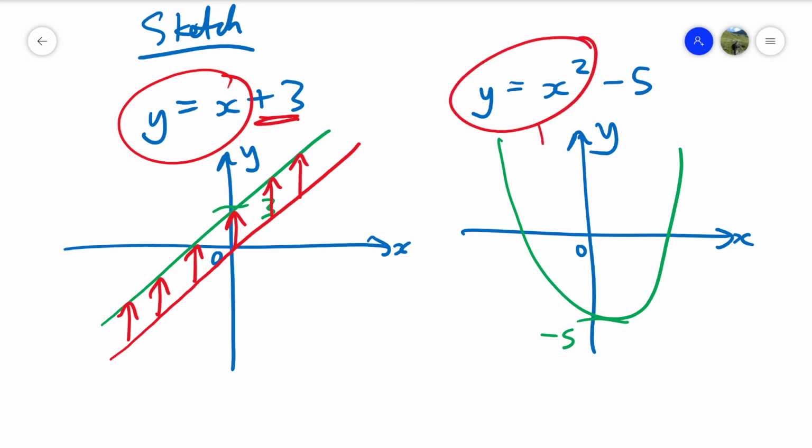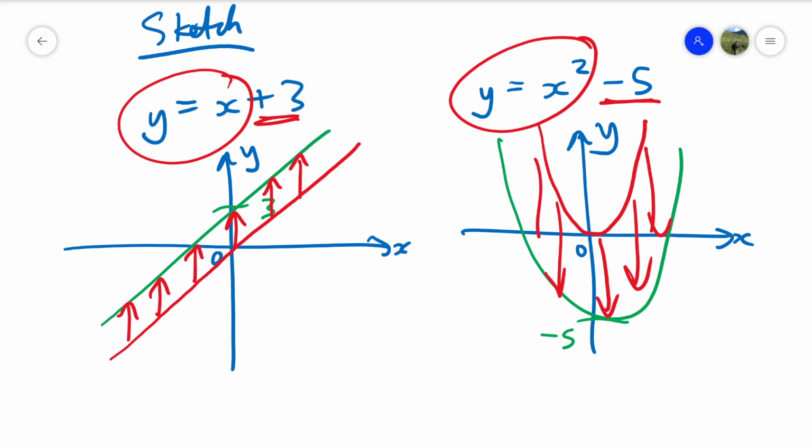Same thing here. This is like the graph y equals x squared, but the value of y has 5 taken away from it. And therefore, effectively, every single point is lowered by 5, which means the whole graph shifts down by 5.